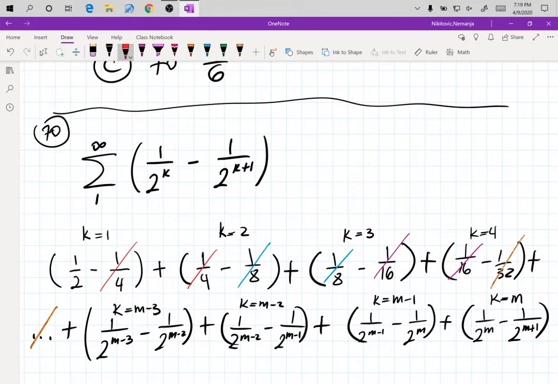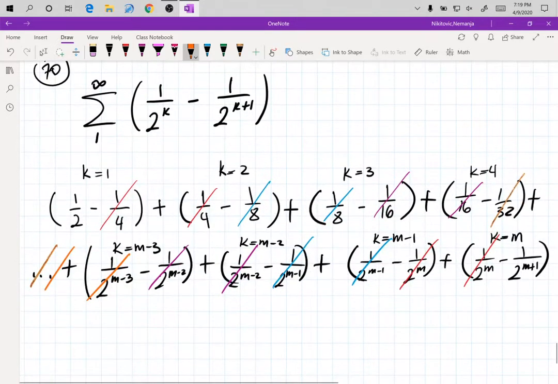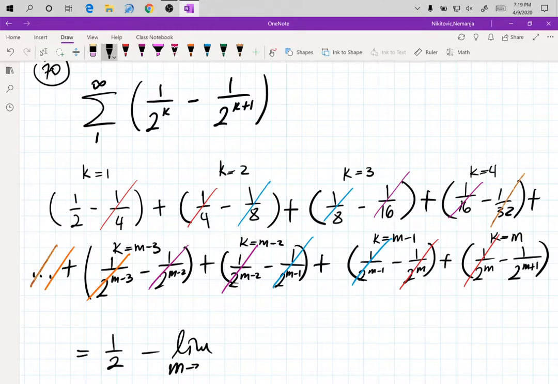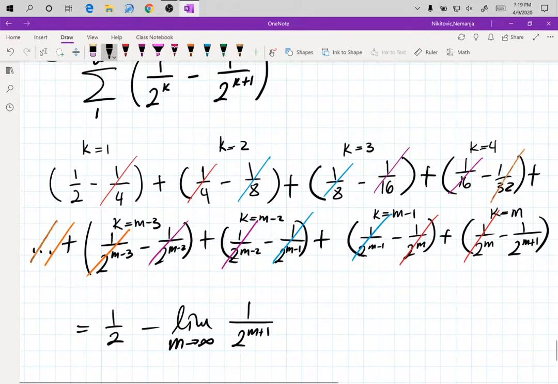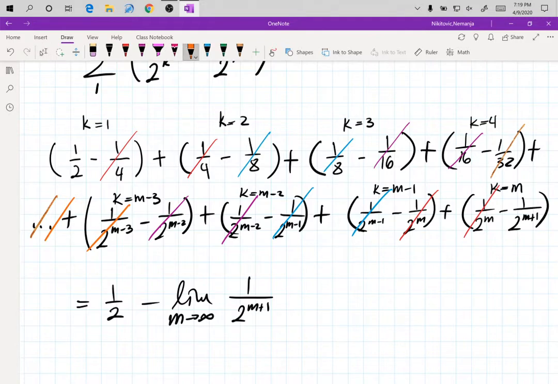When you start canceling, that's gone, that's gone, that's gone. Orange, I guess, right? So what is left? What's left is 1/2 minus the limit as m goes to infinity of 1/2 to the m plus 1. Well, that's 1 over infinity, and when you divide 1 infinitely many times, you get 0. So the answer is 1/2.